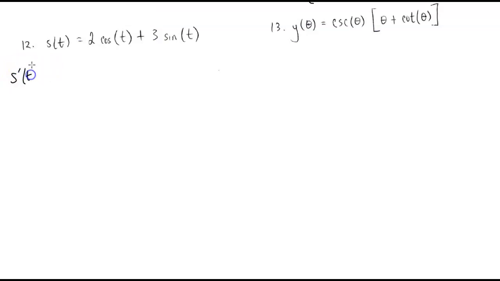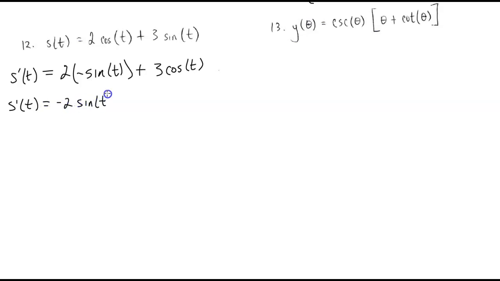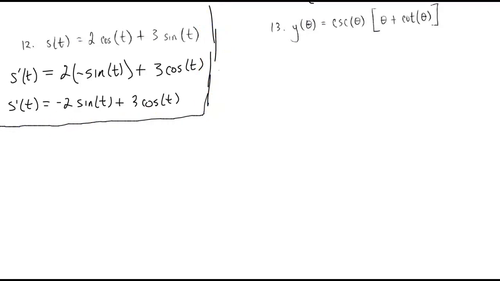So s prime of t. We ignore the constant, and we know that the derivative of cosine is minus sine. And of course, the derivative of sine is cosine. So the final answer here just ends up being a minus sine t plus 3 cosine t. Okay, and that one's pretty simple, so we'll just box it off.